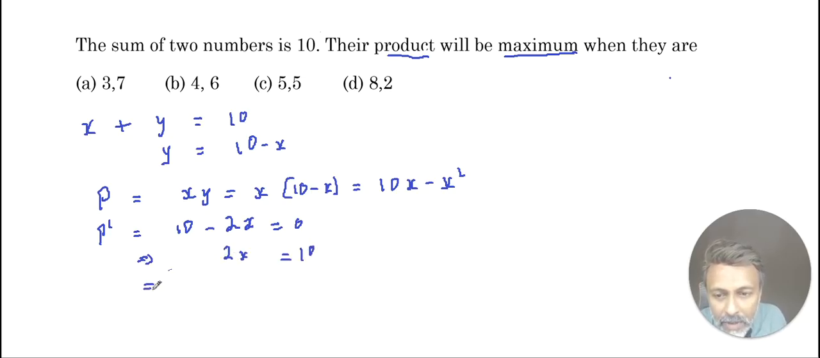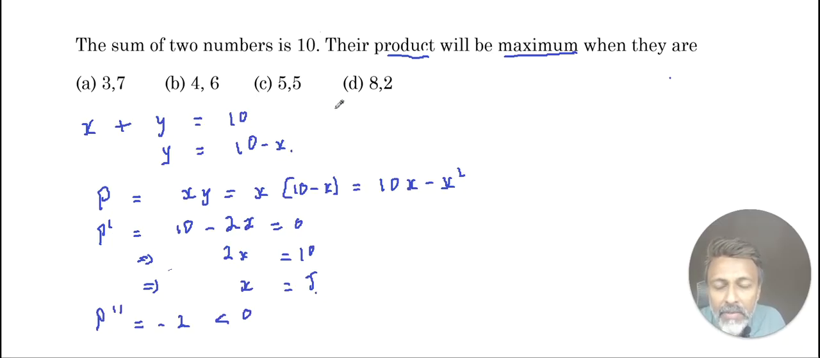Clearly x is a single value. Not more than one answer, so no need to verify whether it's maxima or minima. Still, if you wanted, you can take p double dash, and p double dash is minus 2, which is less than 0. Hence p is maximum when x is 5. Put x as 5 here, and we get y also as 5. So we get here 10 minus 5, which is equal to 5. We go with option C.